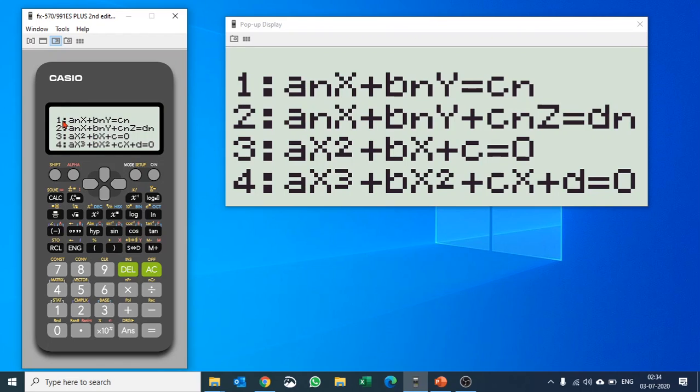So you can see the first option is 2 variable, 2 unknown linear equation, second is 3 unknown linear equation, third is 2-degree polynomial, and fourth is 3-degree polynomial. So you can select any of them. So let's say we would like to solve simultaneous equations in 2 variables.